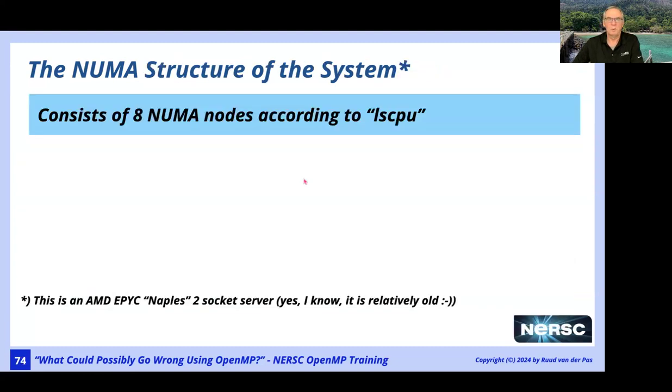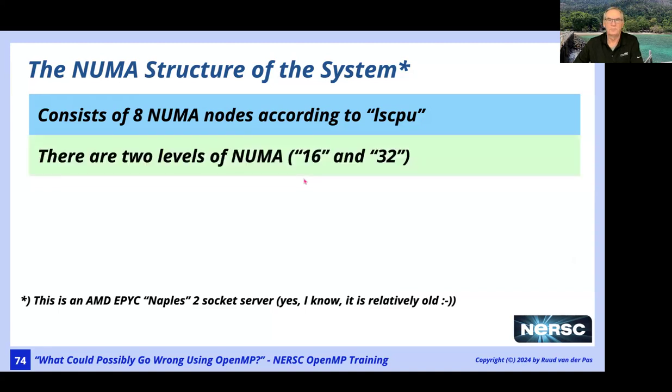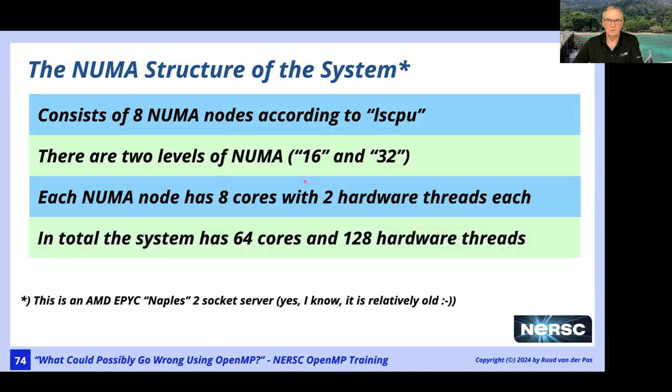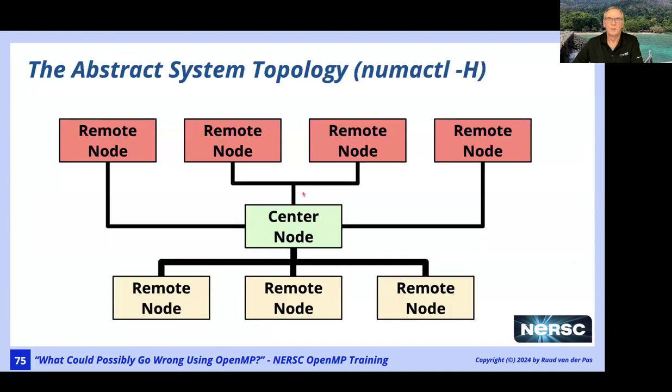So combining that information. And yes, this is a very old AMD EPYC system, but it's a nice system to play with for performance reasons. So what I found, I have 8 NUMA nodes. And I have 2 levels of NUMA, level 16 and 32. I also saw that each NUMA node has 8 cores with 2 hardware threads each. So this system has 64 cores, 128 hardware threads, and it's a pretty interesting NUMA architecture. So this is kind of the NUMA topology.